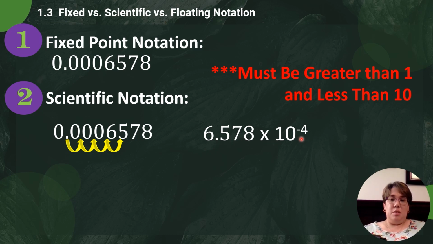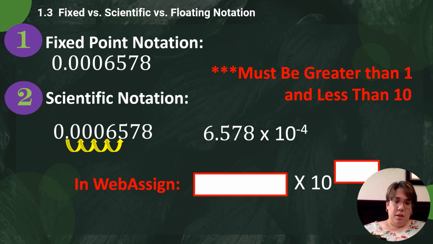Okay, so 6.578 times 10 to the negative fourth. So in WebAssign, that's going to help me to know that I'm going to put in 6.578 times 10, and in that box, I'm going to put in a negative 4. Then let's look at how to put that in floating point notation.